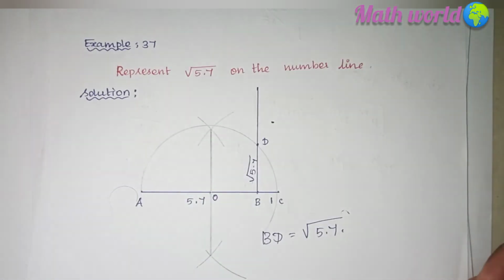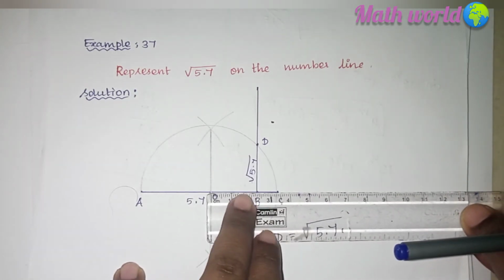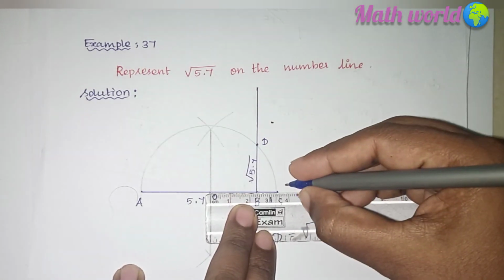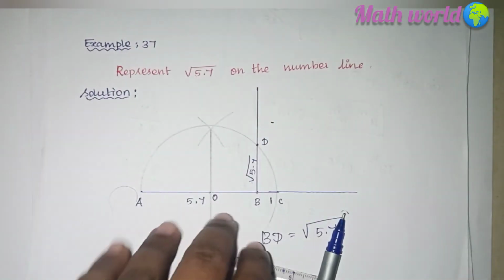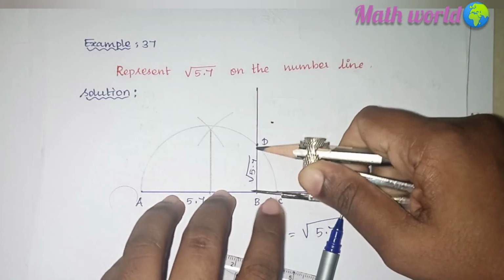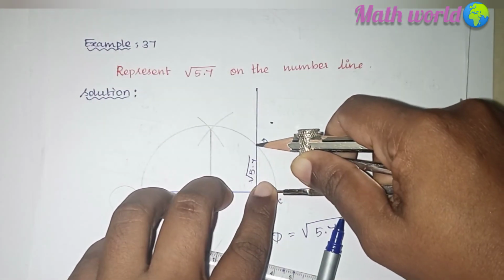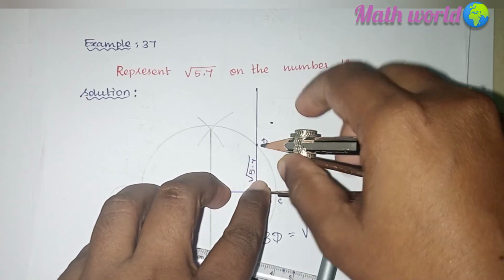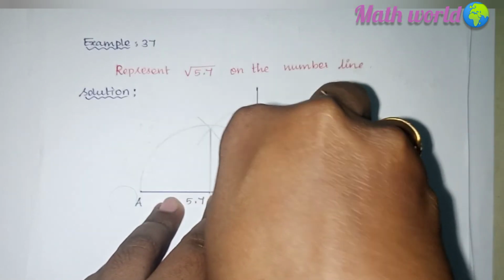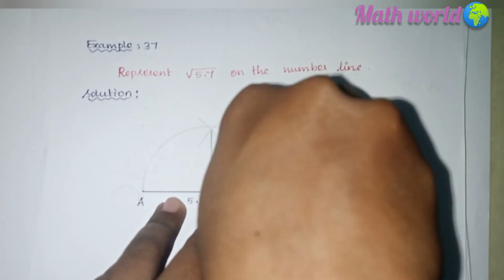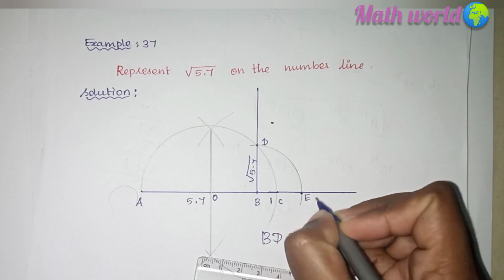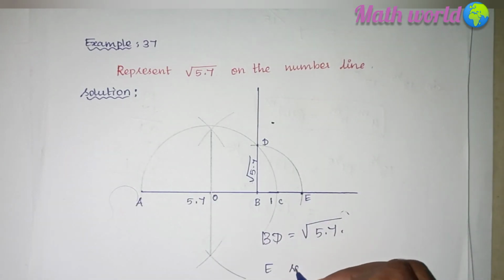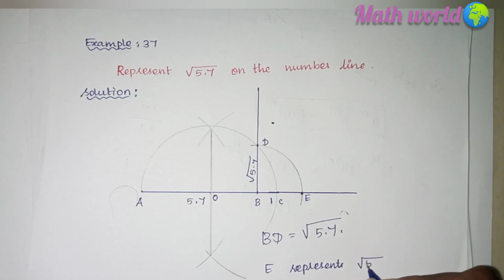Now we need to express it on the number line, so I extend this line. Then you take this length of BD, which is square root of 5.7, and I draw one arc. It should cut on this number line. I mark this point as E and write it: E represents square root of 5.7.